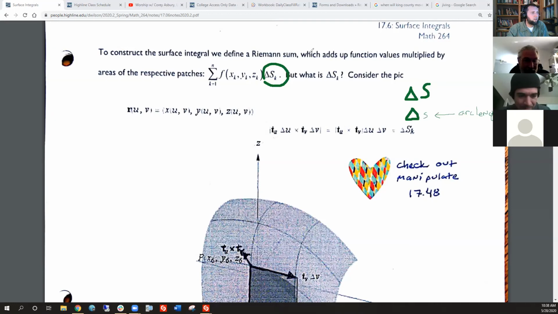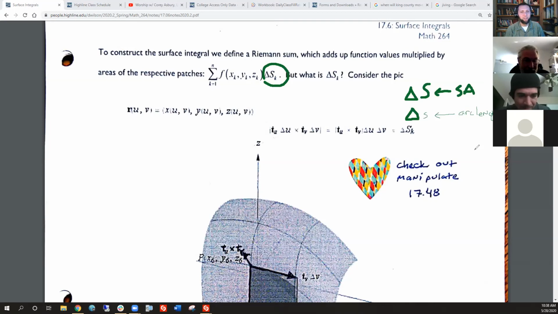Whereas in this case, we're talking about surface area. So big S, surface area, little s, arc length. Sorry, you've got to keep them straight. There's just not enough letters in the alphabet.